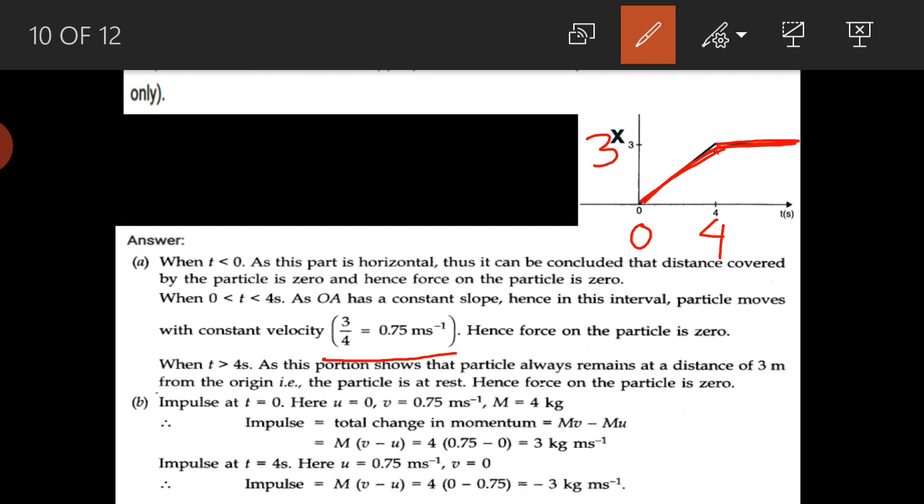Now let's come to the second part of the question. That is, we have to find the impulse at t equals 0 and at t equals 4. Now, impulse at t equals 0. Before t equals 0, note that the particle is at rest. Before t equals 0 means along this part. So u equals 0. After t equals 0, the particle has constant velocity.